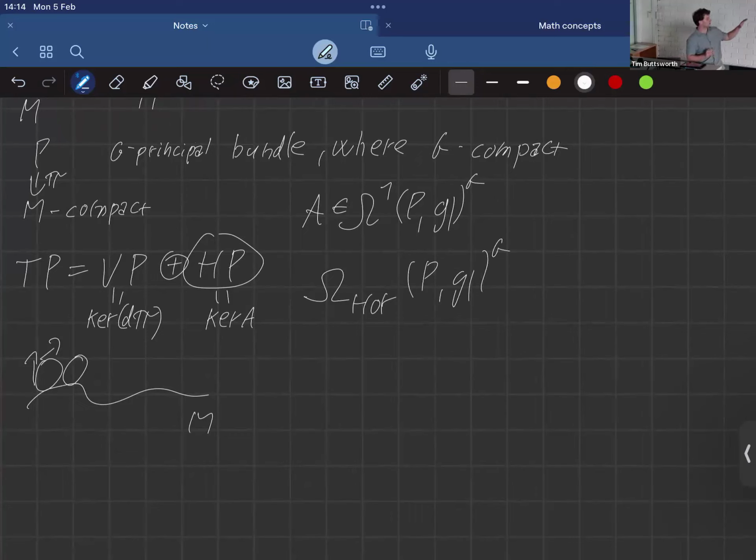So horizontal forms are just the forms that ignore the vertical direction. If I put any vector from the vertical in there, it's going to give 0. So it's considering only vectors in the horizontal direction, right?